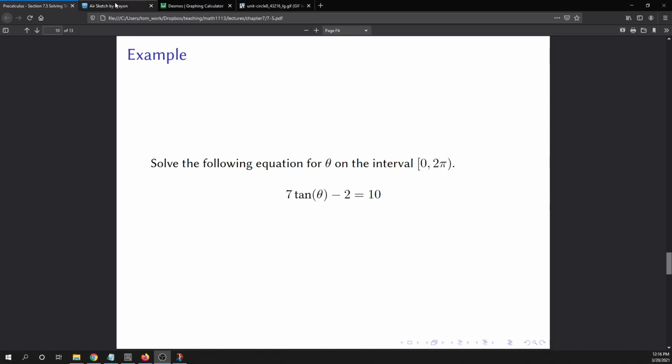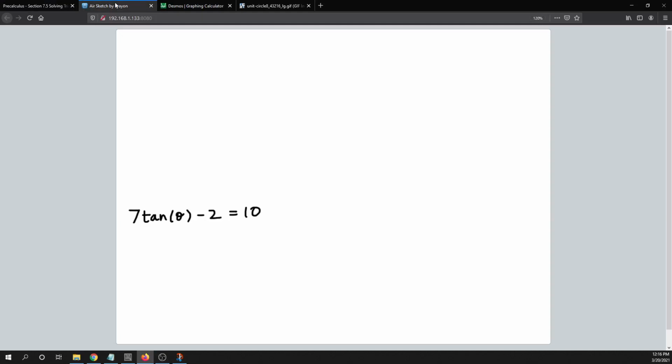So the first thing that we're going to do is use the rules of algebra to solve for the trig function. So the first step in doing that would be to add 2 to both sides of the equation. That will leave us with 7 tan theta. So now we have a little bit less with the tan theta on the left side.